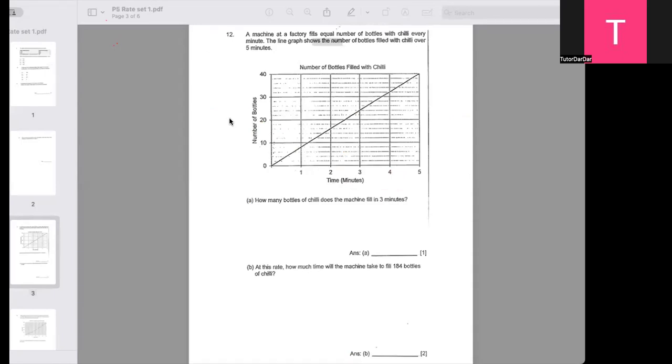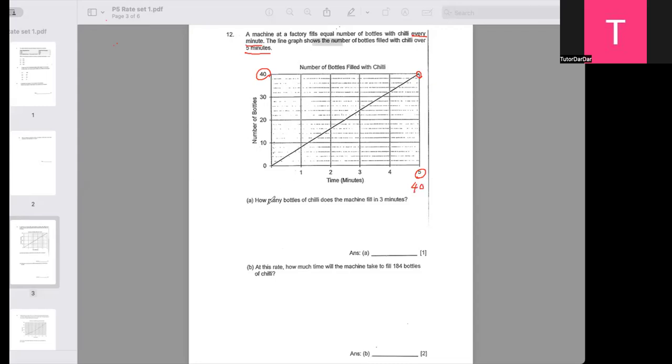A machine at a factory fills an equal number of bottles with chili every minute. The line graph shows the number of bottles filled with chili over 5 minutes. So from here, you can straight away see that in 5 minutes, it fills up 40 bottles. How do we know? This is the point. So 5 minutes is 40 bottles.